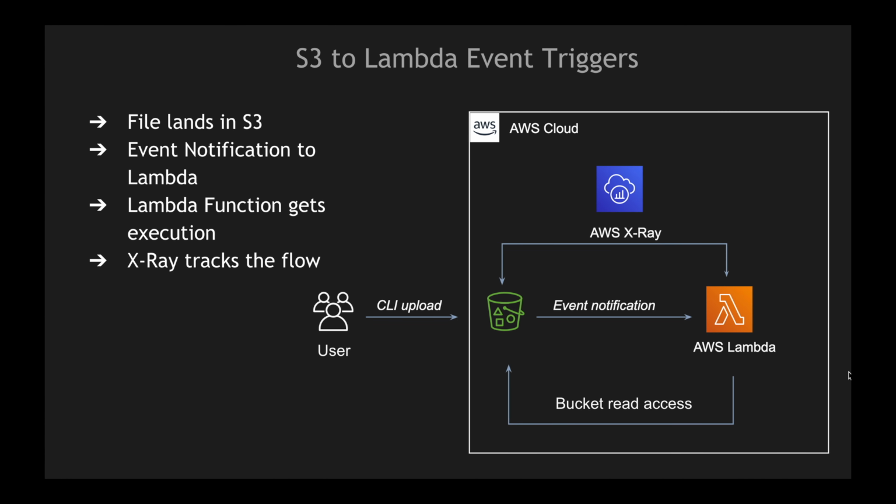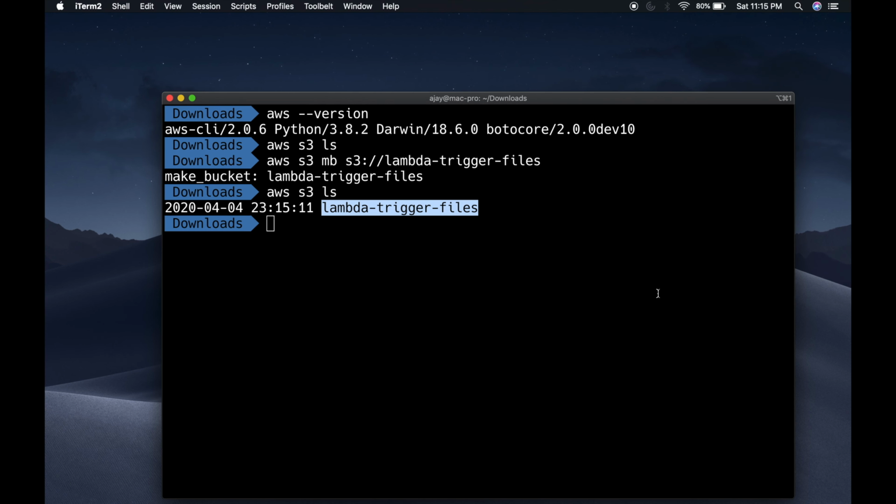Now the next part in the architecture is the Lambda function. Before we get the event notification sorted, we need to create a Lambda. In order to do that, I'm just going to create a new project called Lambda S3 trigger example. So this is the project.